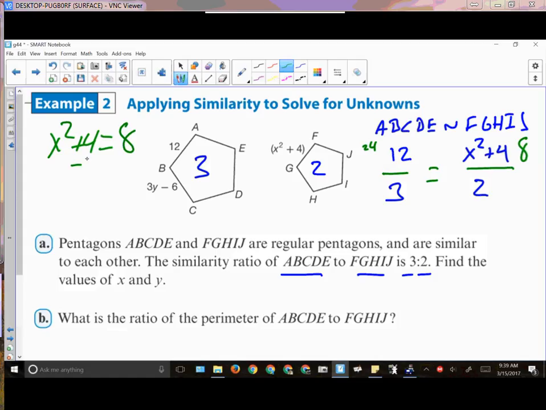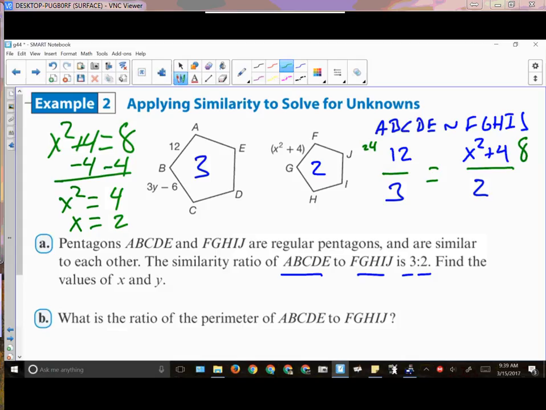So now I can go through. x squared is equal to 4, so x is equal to what? What's x equal to? 2. Good. That's easy enough, right?